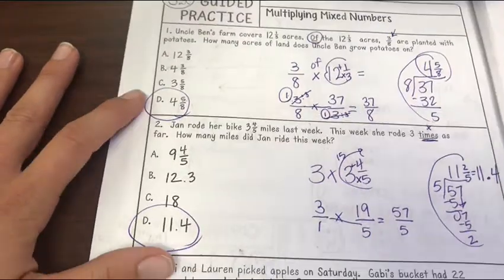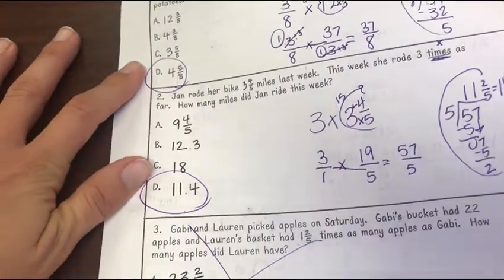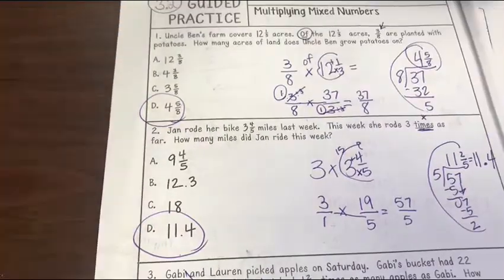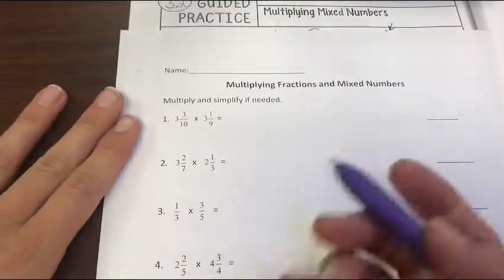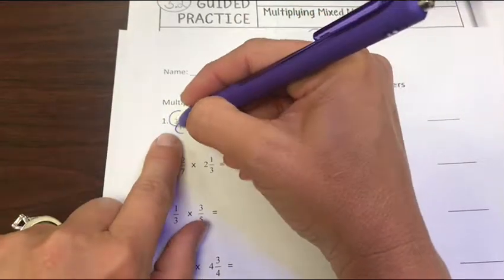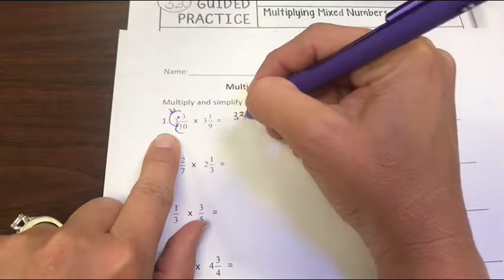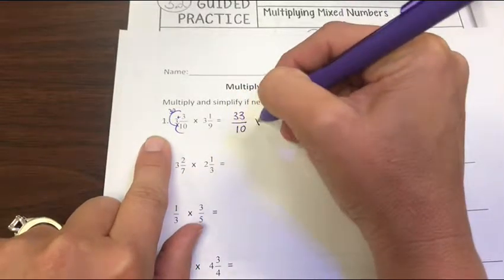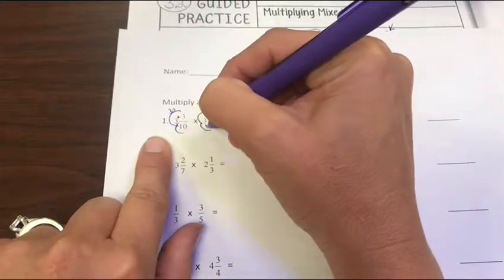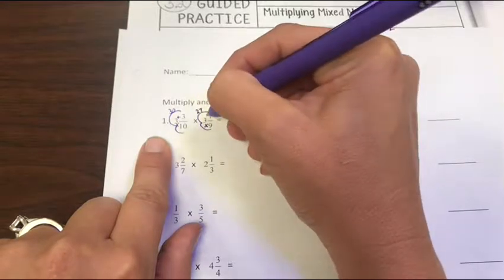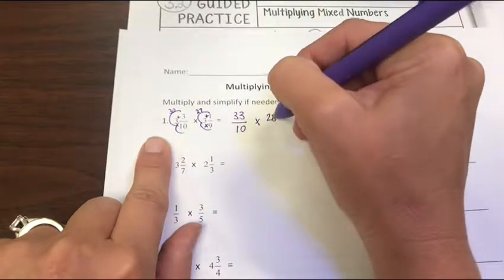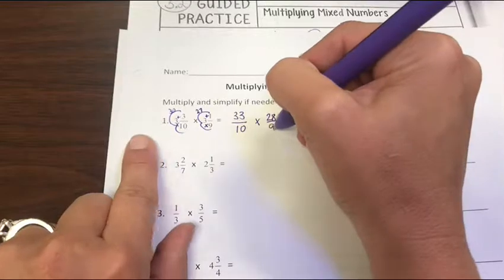So let me show you, and we're going to mark through number 3. We're not going to do number 3. So let's look on our homework. Okay, so number 1. So we're going to do popcorn, and we're going to say 10 times 3 is 30, plus 3 is 33 tenths, times, we're going to do popcorn on this one, 9 times 3 is 27, plus 1 is 28, keep the same denominator.